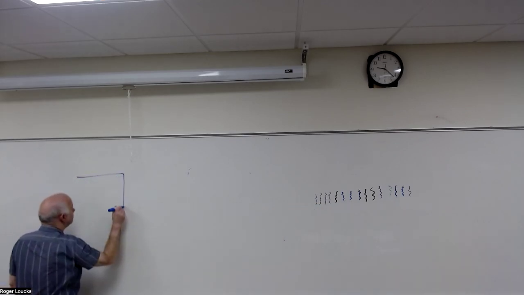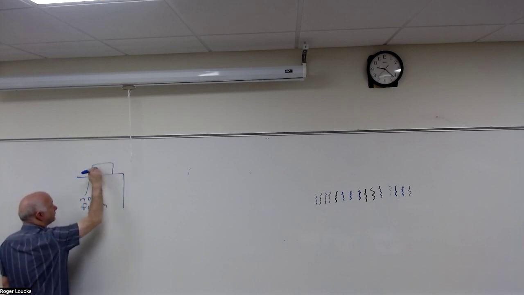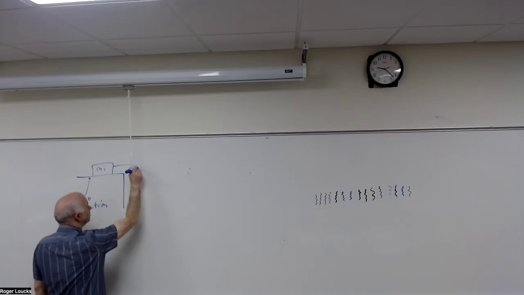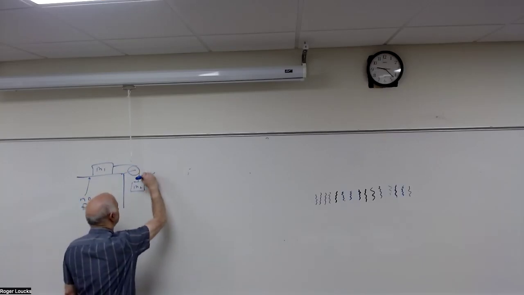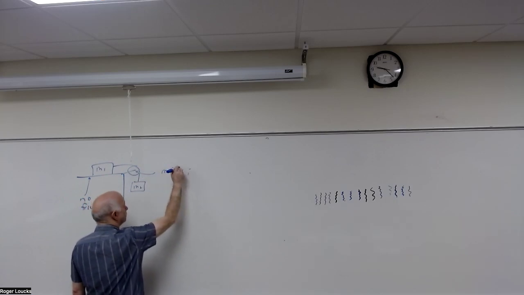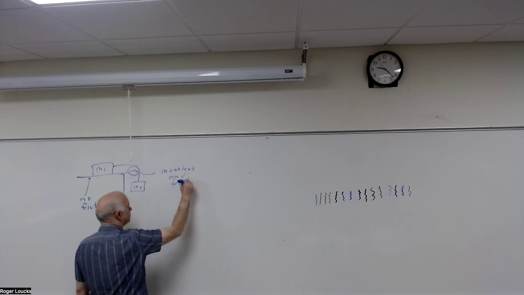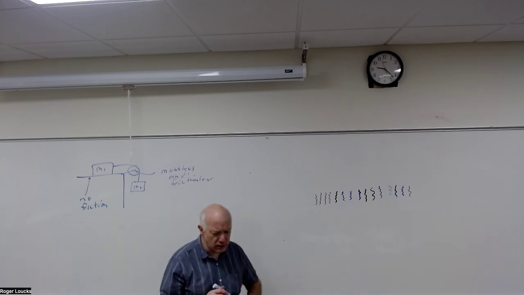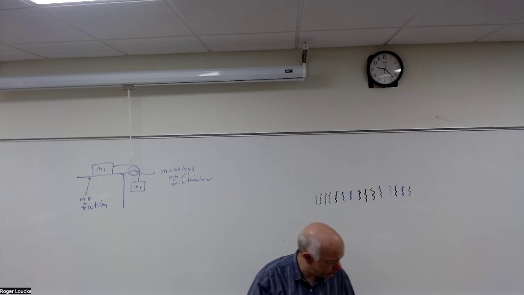We had a table. Right now there's no friction. We're going to relax that probably tomorrow, maybe today. And we had a mass here, that was M1. And we had a pulley. And then we had a mass here, M2. And this pulley was massless and frictionless. Okay, what did we assume about this string? The string is also massless as well.